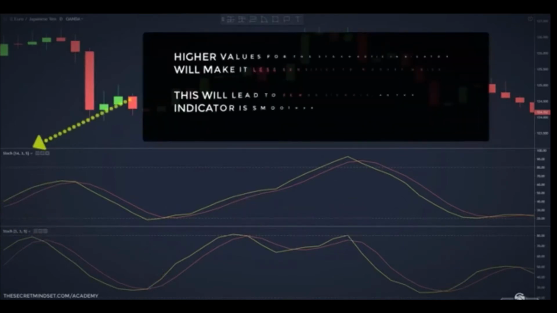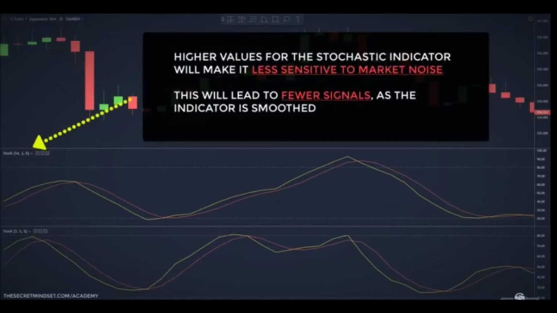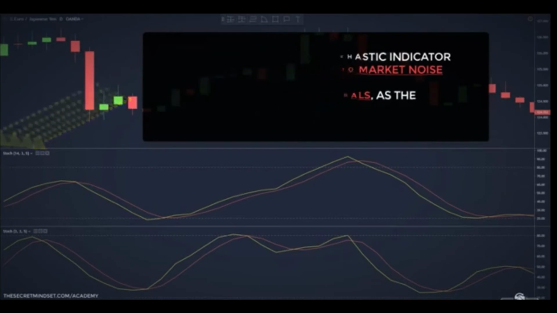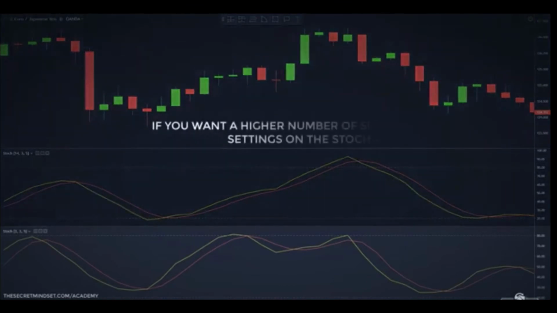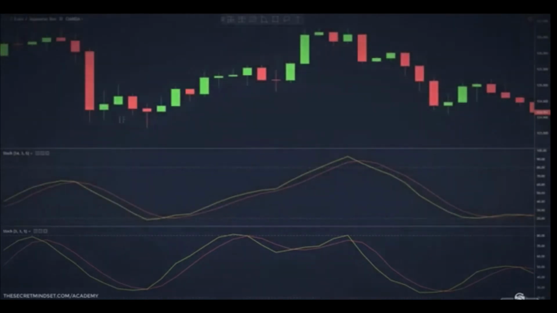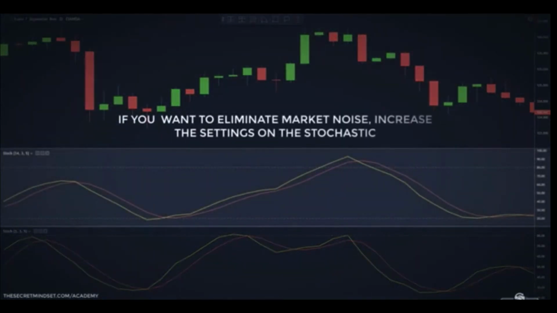Higher values for the stochastic indicator will make it less sensitive to market noise. This will lead to fewer signals as the indicator is smoothed. If you want a higher number of signals when you trend trade, then lower settings on the stochastic will suit you. If you are a swing trader or a position trader and want to eliminate market noise, then higher settings on the stochastic will help you to do that.